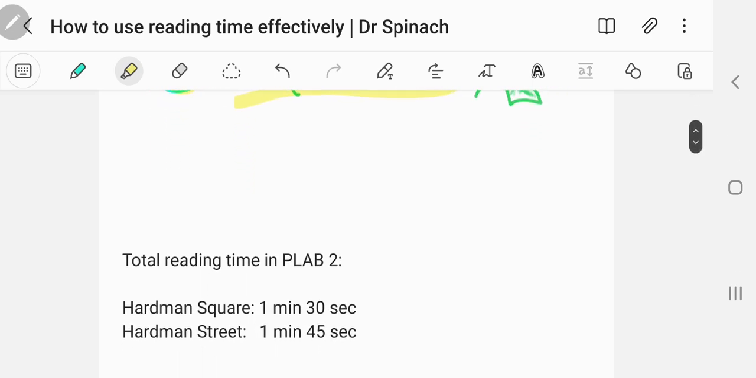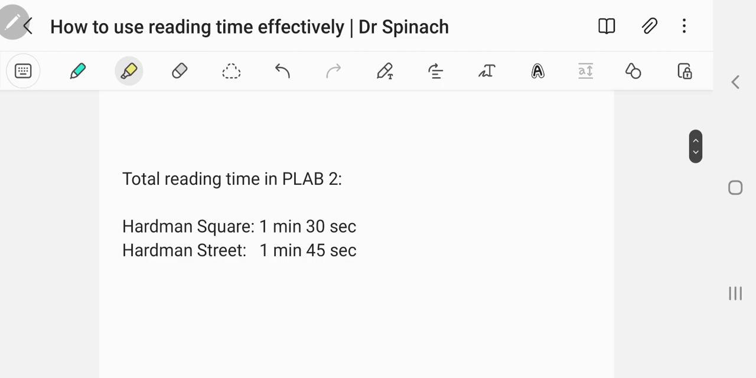Today we're going to be talking about how to use the reading time effectively in PLAB-2. If you remember, you get 1 minute 30 seconds in Hardman Square and 1 minute 45 seconds in Hardman Street, outside the cubicle, to read the instructions before going inside through that door.